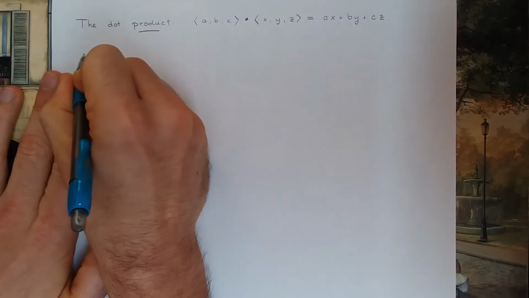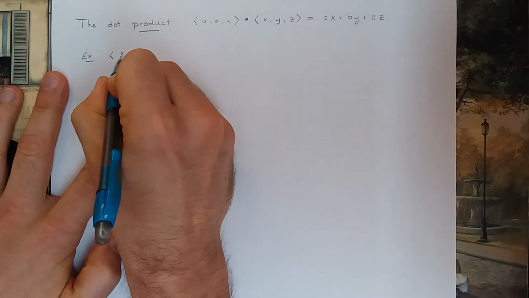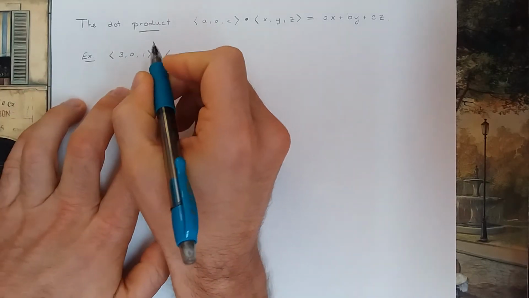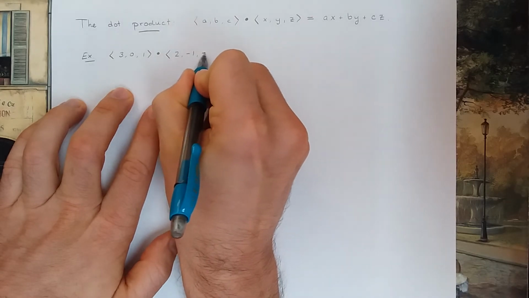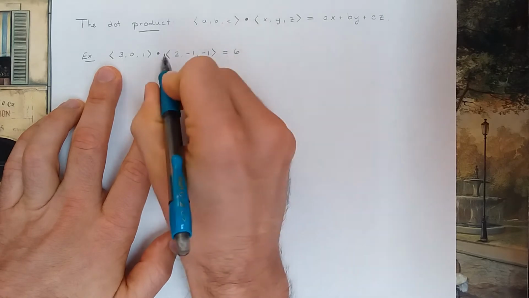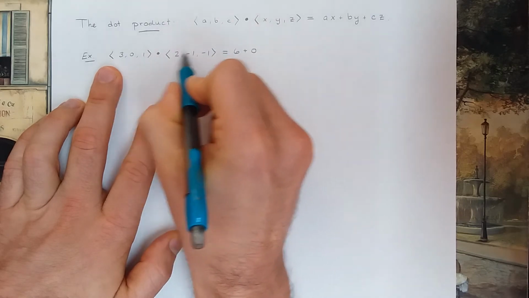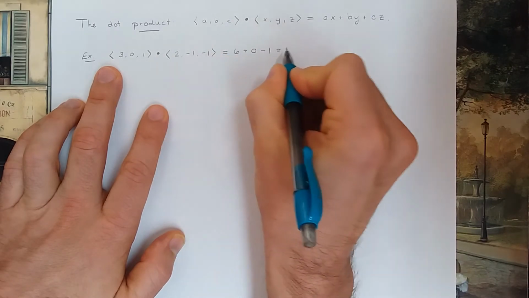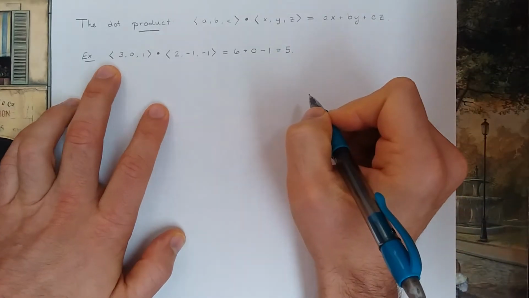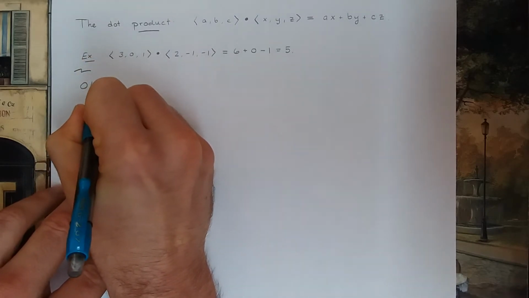So let's do a numerical example just to make it clear exactly what's going on. So for example, I could take the vector 3, 0, 1 in R3, and I could dot it with the vector 2, negative 1, negative 1. And this would be 6 minus 0, or plus 0, minus 1. So the dot product of these two vectors is the number 5. So let's start with some observations about the dot product.